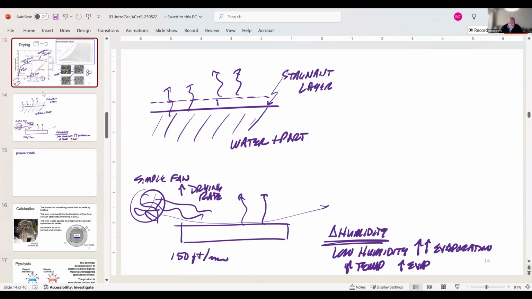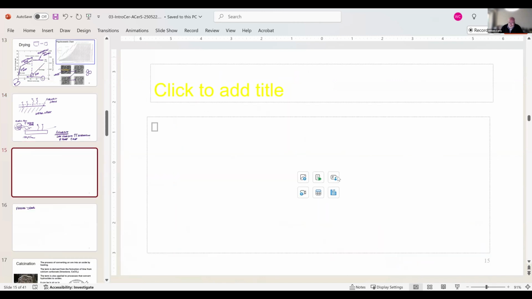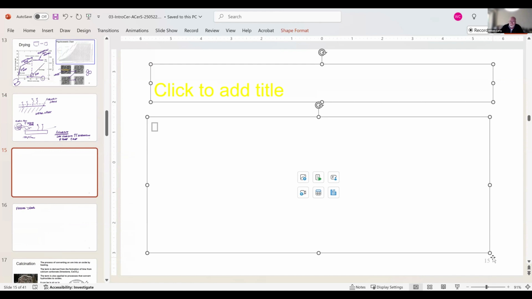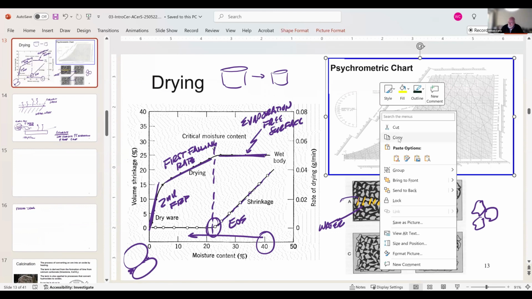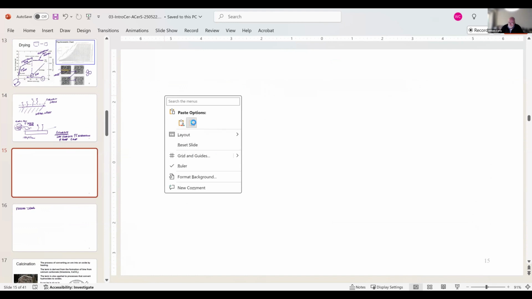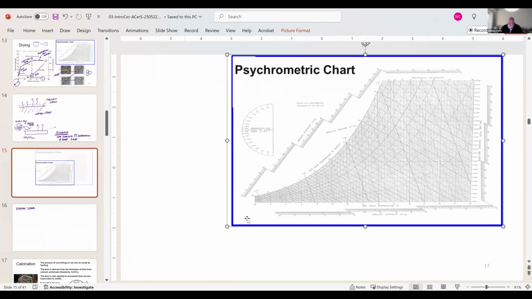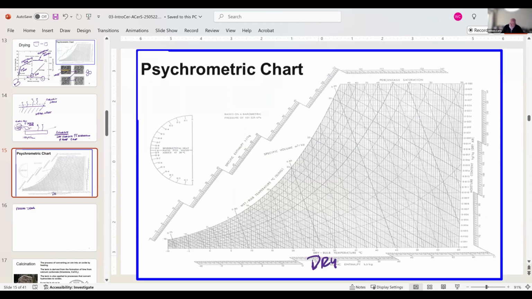I'm going to add another slide. And I'm going to pull this chart up here from the previous slide. This is called a psychrometric chart. We're not going to go into this in a lot of detail today. I'll point out a few things. This is dry temperature, dry air down here on the x-axis. This is saturation.